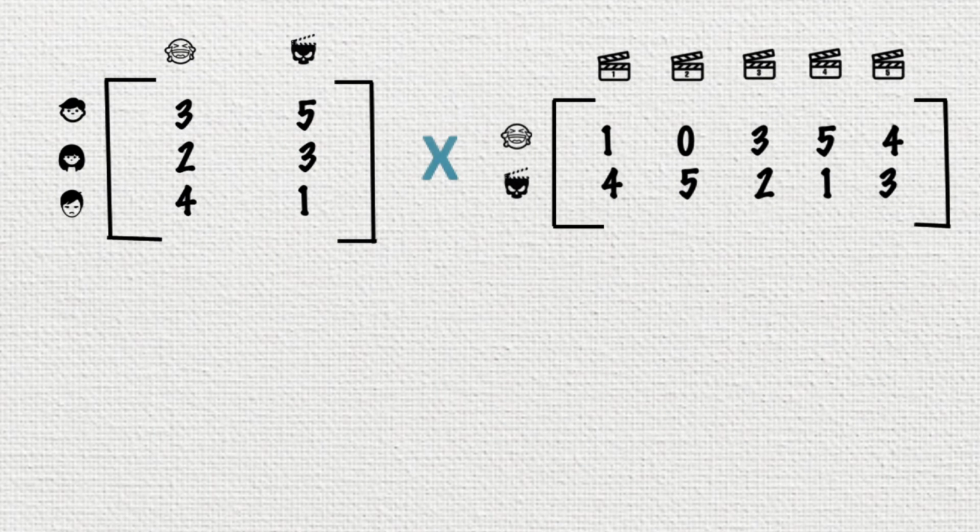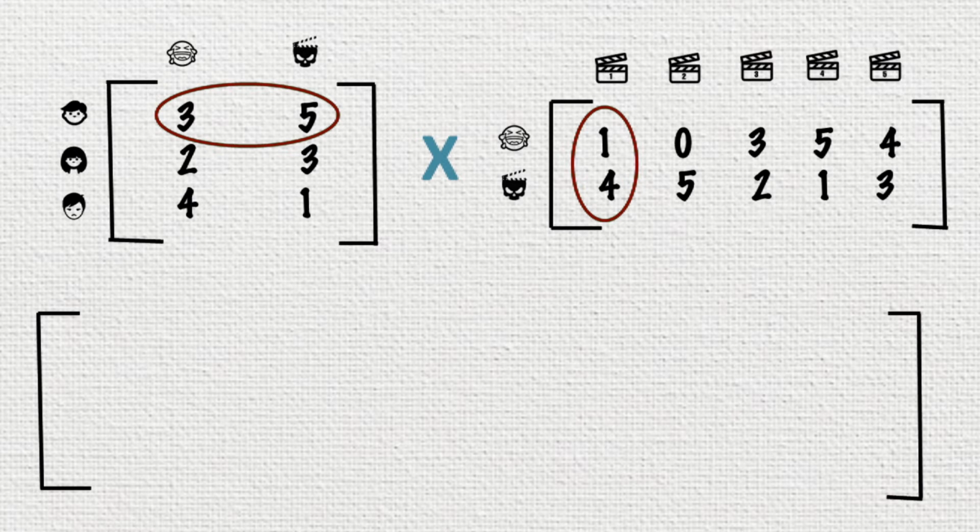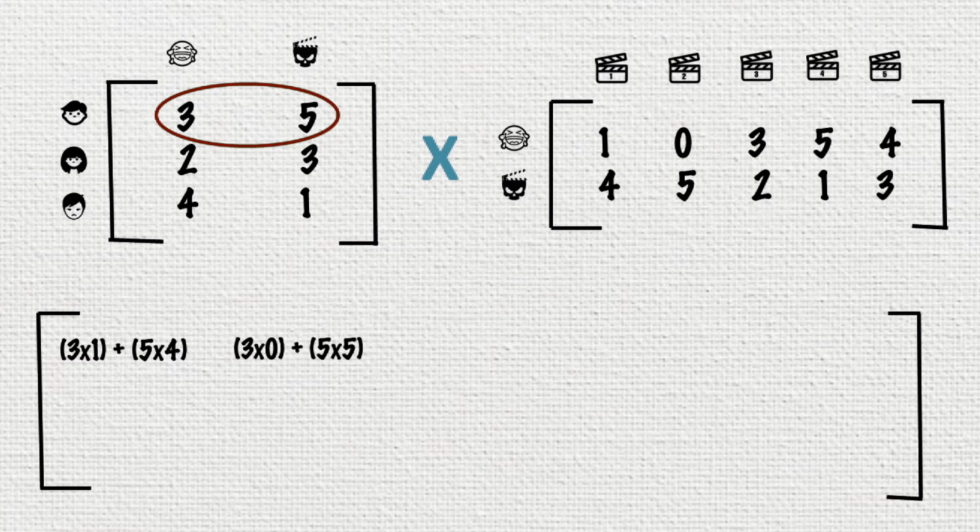We do that by the dot product method. That is, we take each element in the first row of A and multiply it with each element in all the columns of B subsequently. For example, first we take the first element of the first row of A and multiply it with the first element of the first column of B, that is 3 into 1, and add it with the multiplication of the second element in the first row of A and the second element in the first column of B, 5 into 4. Likewise, we repeat this with the other subsequent columns.